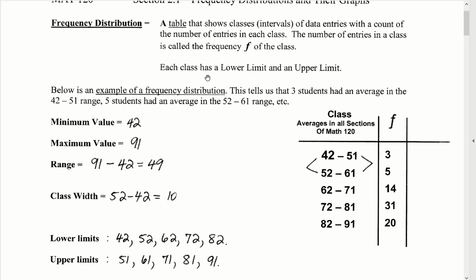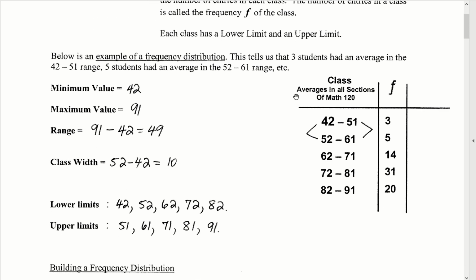Okay. Let's look at the following situation. Let's suppose we look at a bunch of class averages for a section of Math 120. And let's suppose that we have a range that went from a smallest value of 42, the lowest average in the class, to a maximum value of 91 in the class. We could organize this into classes. The first class is from 42 to 51. 42 would be the first lower class limit. 51 would be the first upper class limit.